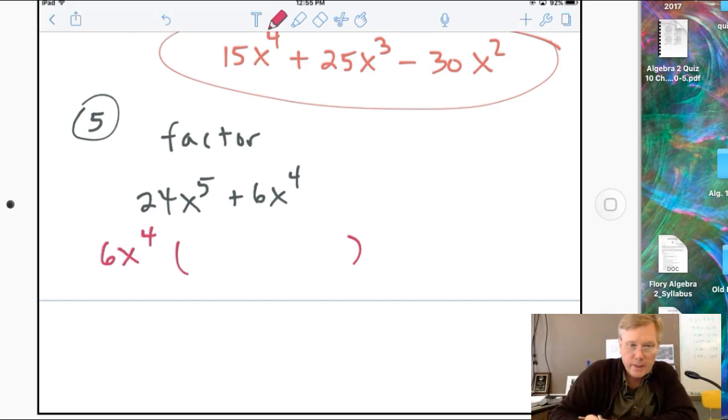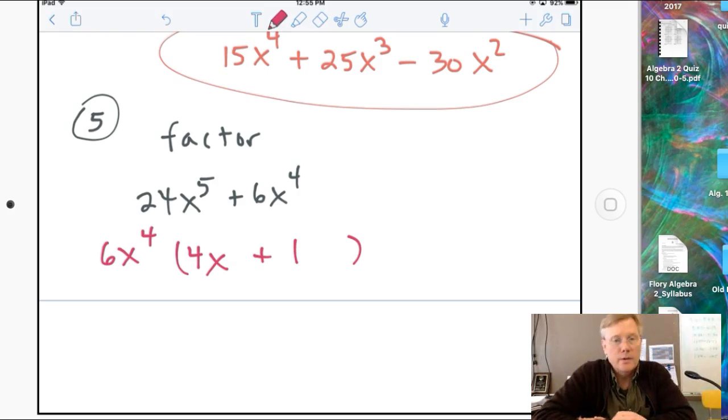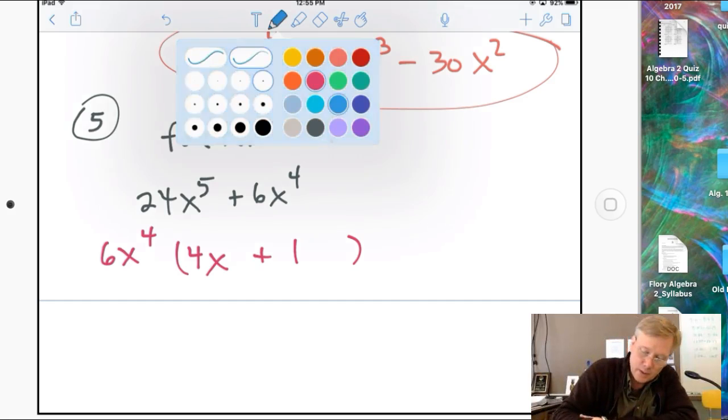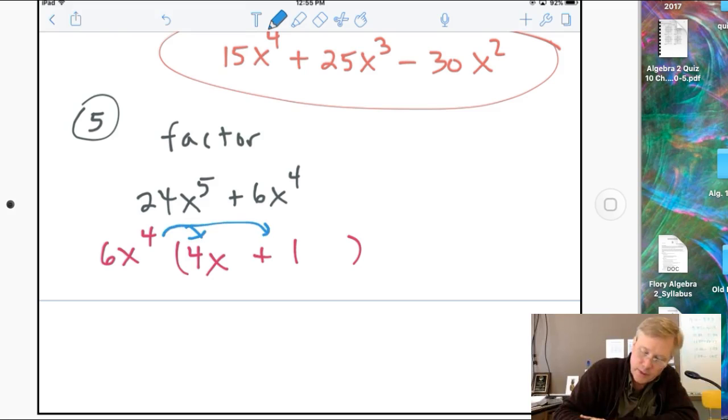Okay, and then you're dividing to see what goes in the parentheses. Since this is addition, it stays addition in the parentheses. 24 divided by 6 is 4. I had 5 x's here, but I pulled 4 of them out in front. Leaves me with 1x. And 6x to the fourth divided by 6x to the fourth is 1. And remember, you can always go check your answer by doing the distributive property here and see what you get. If you multiply that out, you better get what you started with. In this case, you do. So you're good. All right.